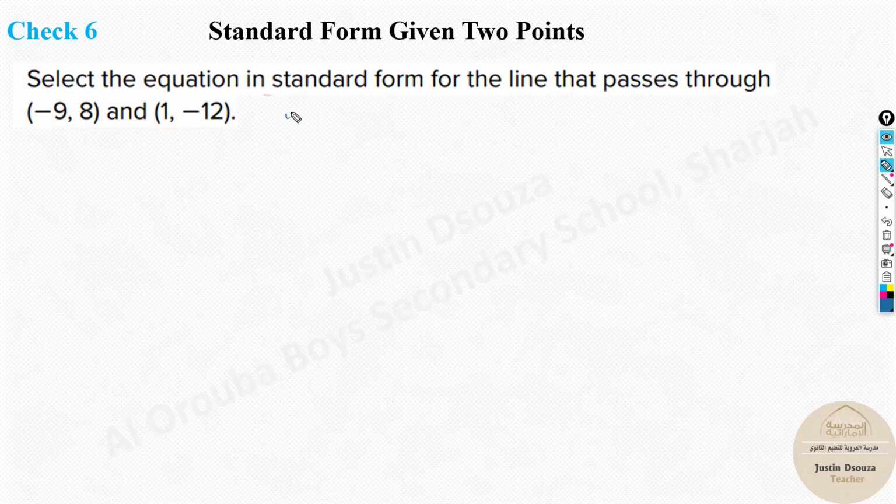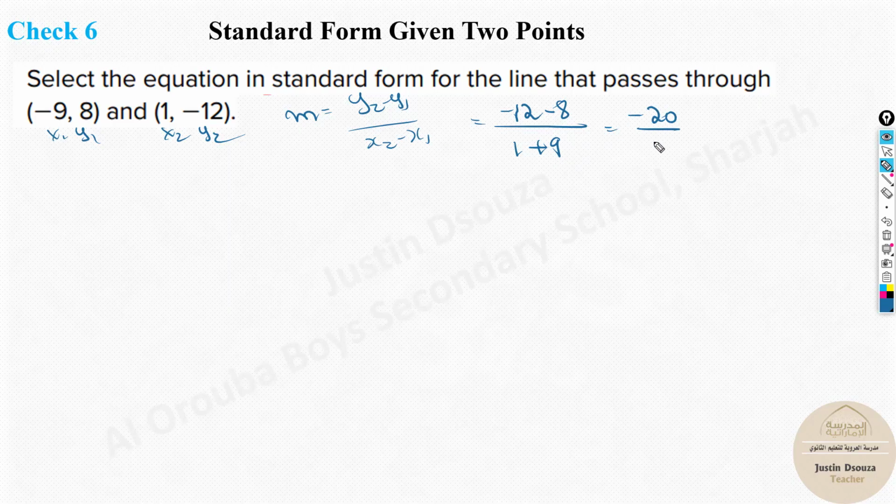First, m equals y2 minus y1 by x2 minus x1. This is x1, y1, x2, y2. Now what happens over here is y2 is equal to minus 2, minus 8, divided by x2 is 1 minus minus 9, so minus of minus will be plus 9. Why? Because x1 is minus 9. With this minus, it will become minus minus is plus. Now minus 20 divided by plus 10, that is negative 2, is the slope. Now we have the slope.